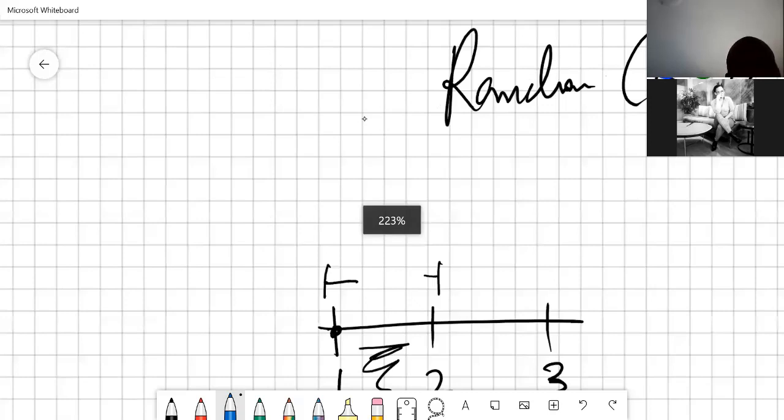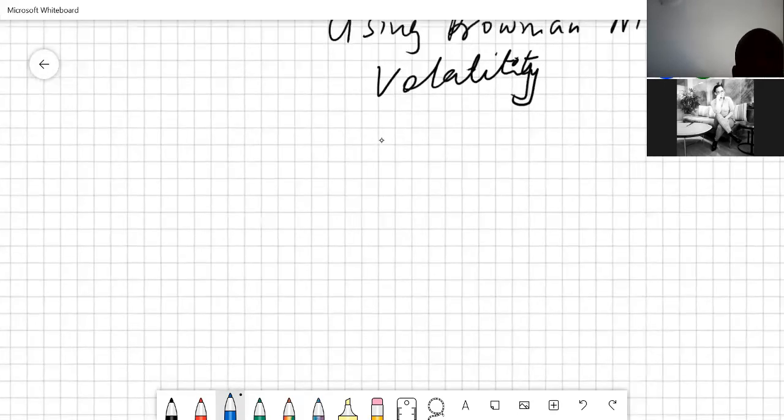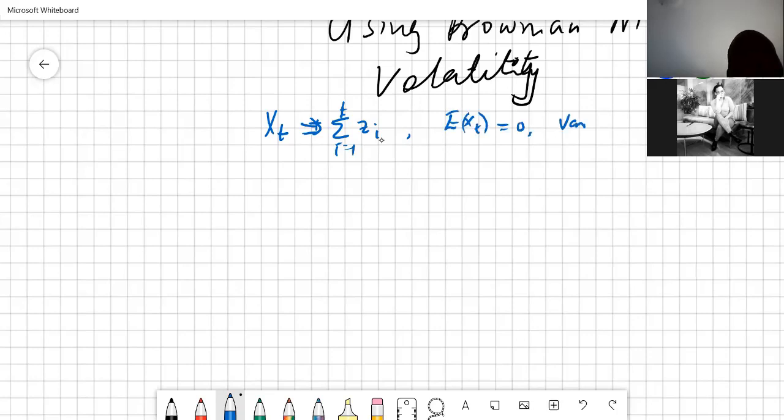So our variable of interest is the random walk X_T, which is given as the summation of Zi, i from 1 up to T. We have the expected value of X_T equal to 0, and the variance of X_T equal to T sigma squared of Z. Now, we looked at how we can borrow the properties of the random walk to get to Brownian motion.